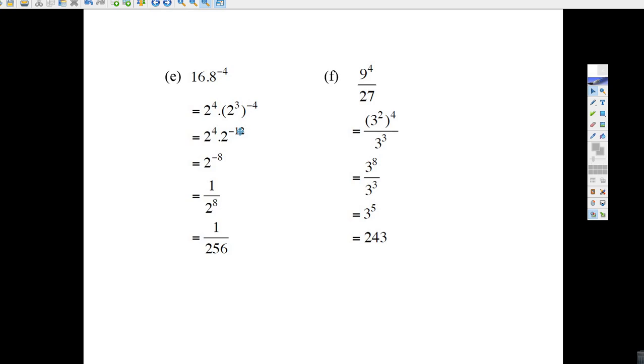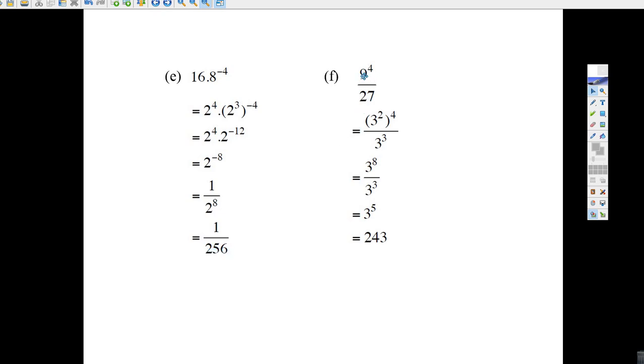Now, 3 times minus 4, the power to a power is minus 12. Same base, 4 plus minus 12 is minus 8. So it's 1 over 2 to the 8th. You might want to put that in your calculator and see that it's 256.